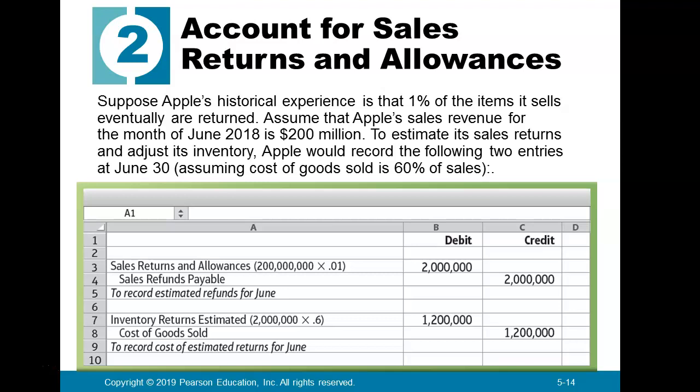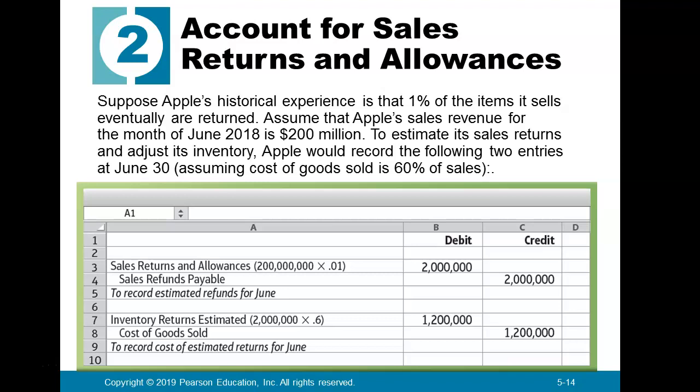The second entry is going to be based on the fact that we're going to reverse the cost of goods sold for the portion of the sales that we believe are going to be returned, or the product that we believe are going to be returned. So we're going to be reducing our cost of goods sold and putting the money back into our inventory. But we're going to put it into an inventory returns account.